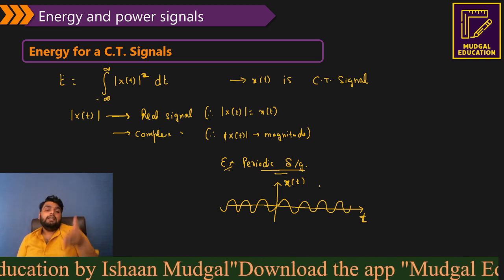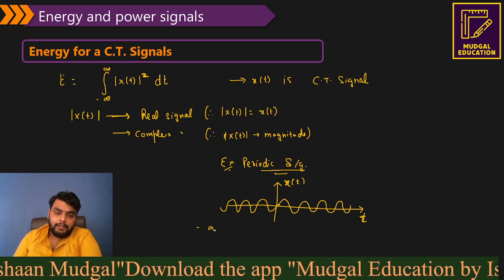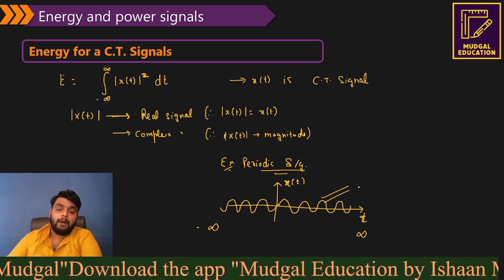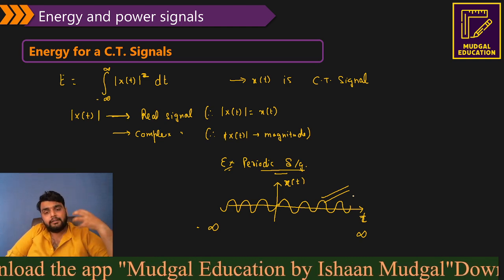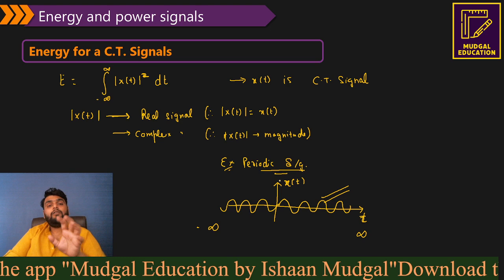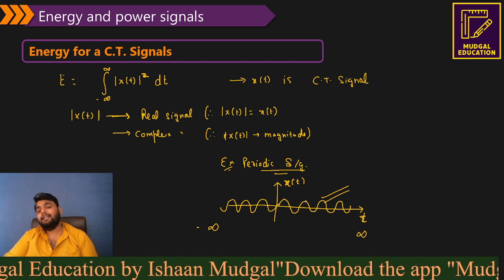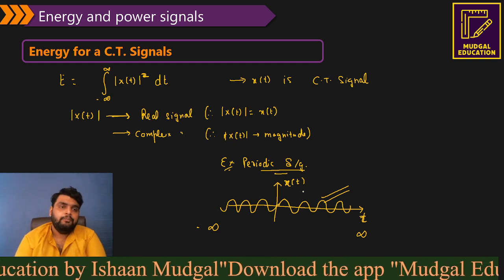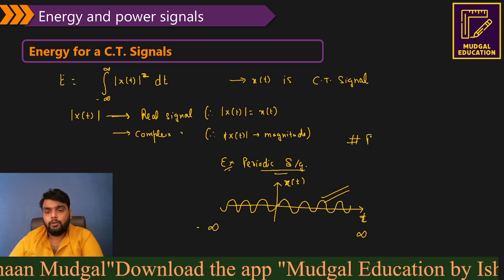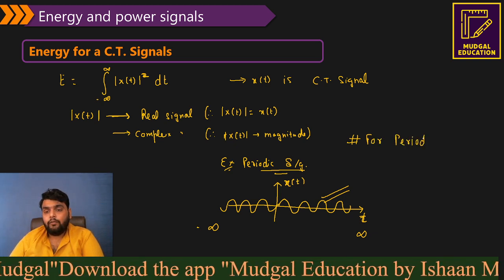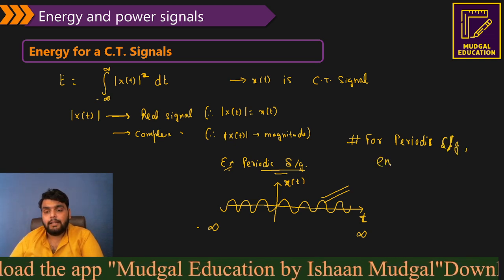So if you observe carefully, in the energy formula we are going to integrate from minus infinity to infinity. So there is an infinite amount of energy that has been stored here. Okay, because a periodic signal is a continuous signal, and what is the meaning of integration? Integration means addition. So if you add each and every lobe here, you are going to get infinite energy. So this point is very important: if we have a periodic signal, then the energy is infinite. Let me write down, for a periodic signal the energy is infinite.